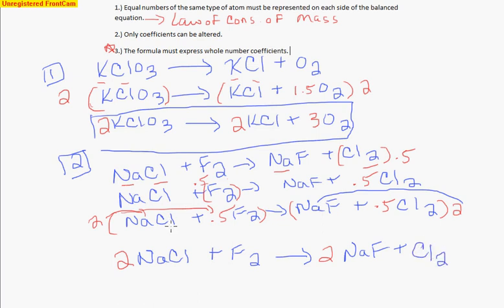And now if we want to do a double check one more time to make sure that we haven't made any errors, we know that we have 2 sodiums over here, 2 sodiums over here, 2 chlorines over here, 2 chlorines over here, and 2 fluorines over here, and 2 fluorines over here. So now we know that the equation is balanced, and we could box in our final result.